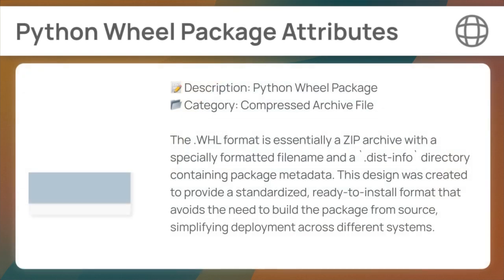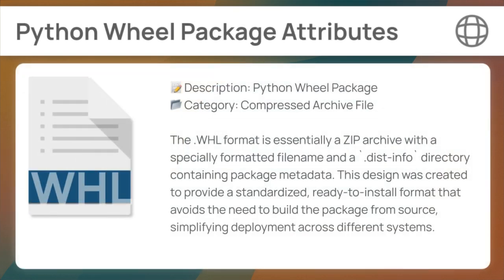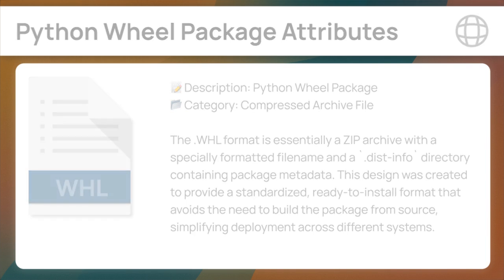The WHL format is essentially a zip archive, with a specially formatted file name and a dist-info directory containing package metadata. This design was created to provide a standardized, ready-to-install format that avoids the need to build the package from source, simplifying deployment across different systems.